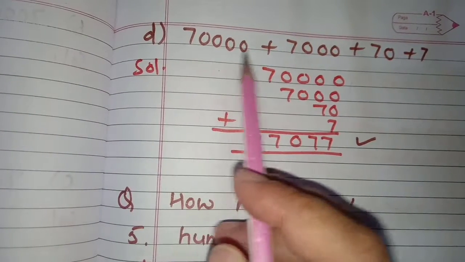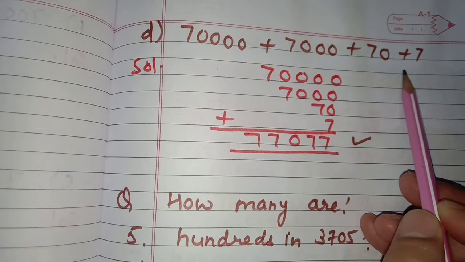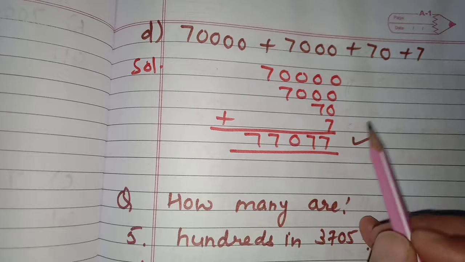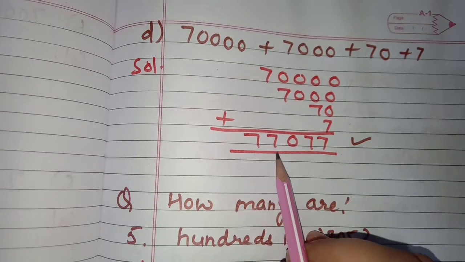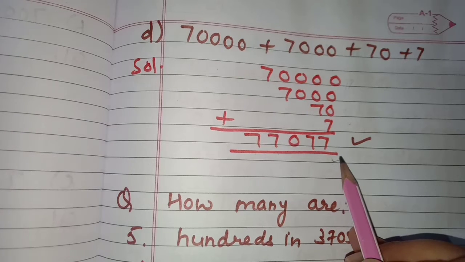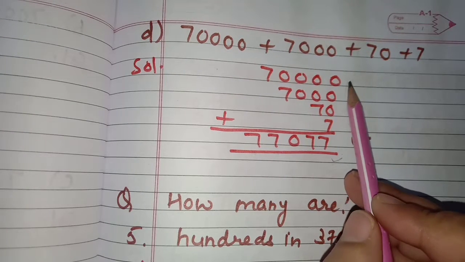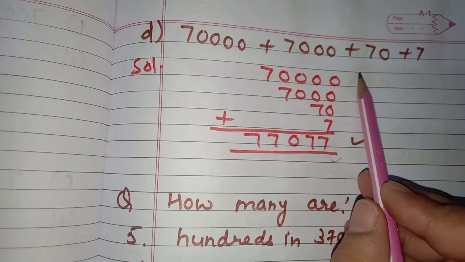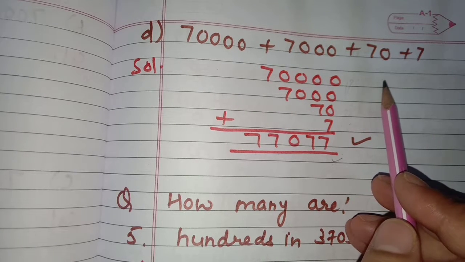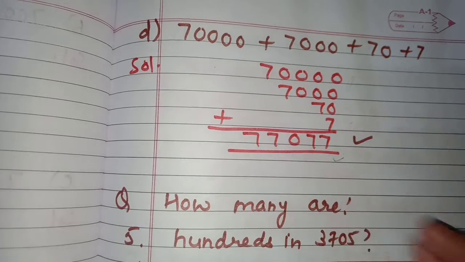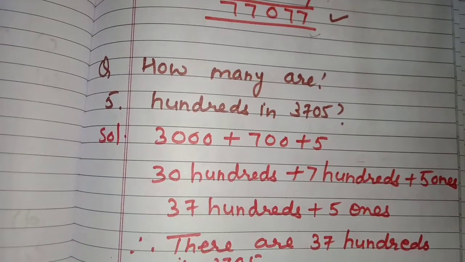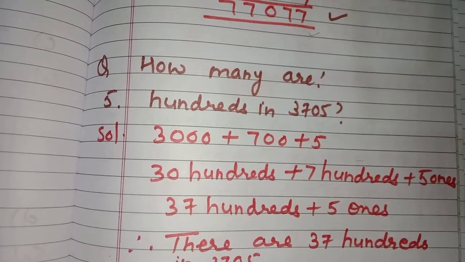Now here the last part of this question, expanded form is given. We will write all these values in the column form, and when we add them, we will get 77,077. So this value is equal to the value which is given in the question. It means this is the correct breakup of the number which is given in the question, that is 77,077.